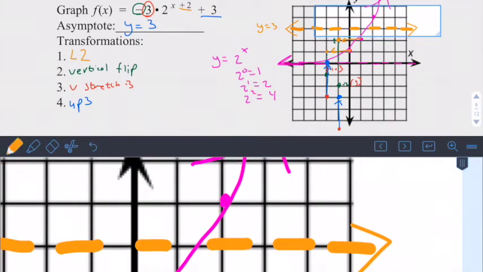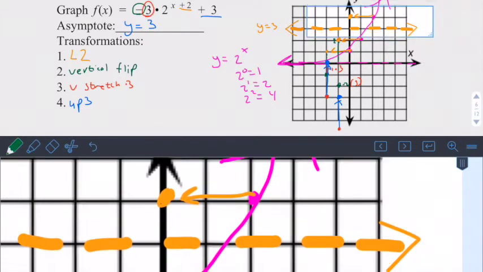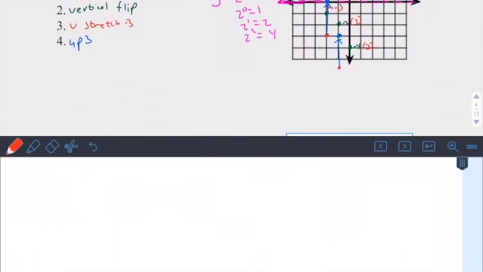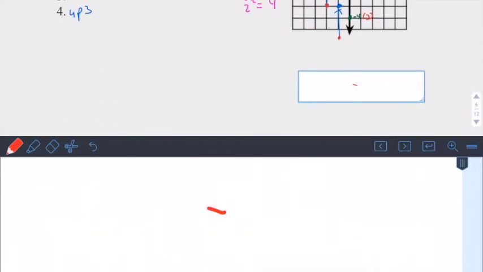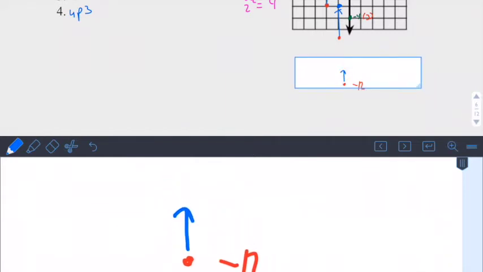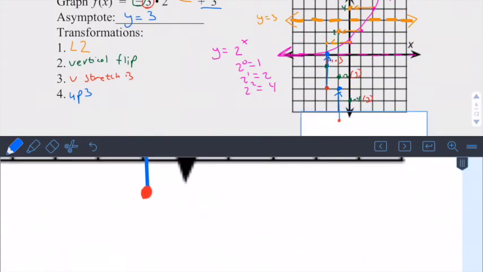And then lastly, going to go left 2. This one's at positive 4, and it's going to vertically flip down to negative 4. Vertical stretch by 3, so negative 4 times 3 is negative 12, which is way down here. And then up 3, so we would go up to negative 9. It's so far off that it's okay just to have this point down here, because we're going to get the shape anyway.